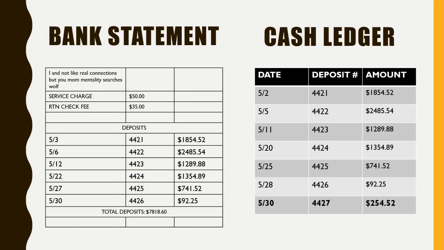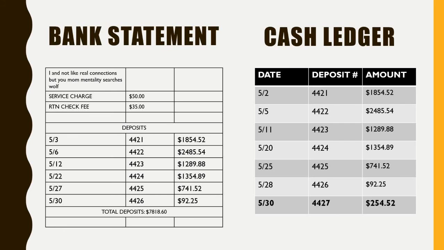So in this case here, I'm going to check out my cash ledger first. I'm going to determine that I have deposit number 421, 422, 423, 424, 425, 426, and 427. Now I'm going to compare my bank statement. Which one's actually cleared? And in this case, I recognize 421, 422, 423, 424, 425, 426. Oh, but I'm missing my 427 deposit.